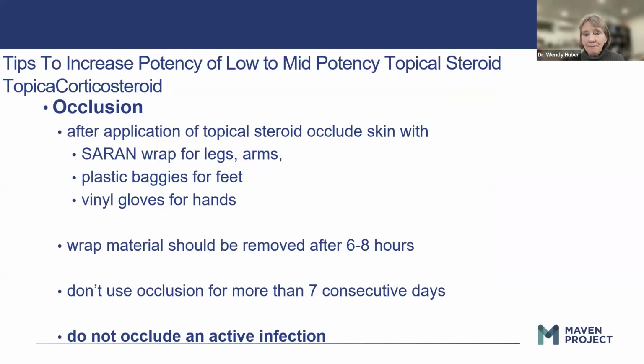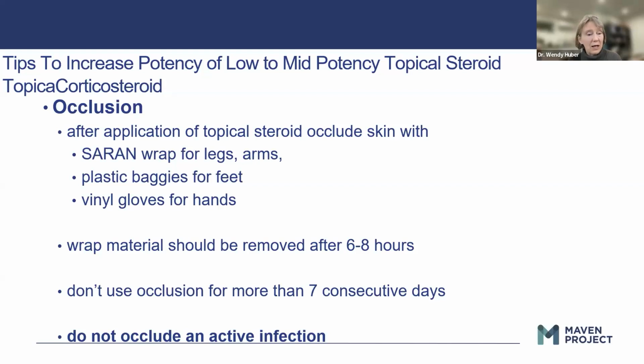Next slide. So what happens if you have a patient who can't afford clobetasol, or they only have 1% hydrocortisone, or maybe the 0.1% triamcinolone? You can increase the potency of these low to mid potency topical steroids, and you do that through occlusion. The most important thing is to not occlude an active infection. So this is the one case where you'd want to get control of the infection, and then if you're going to occlude the skin, wait till the infection's gone.